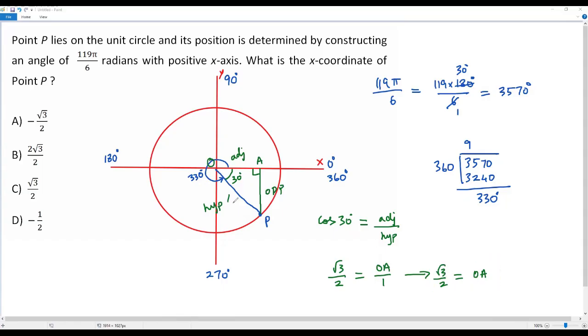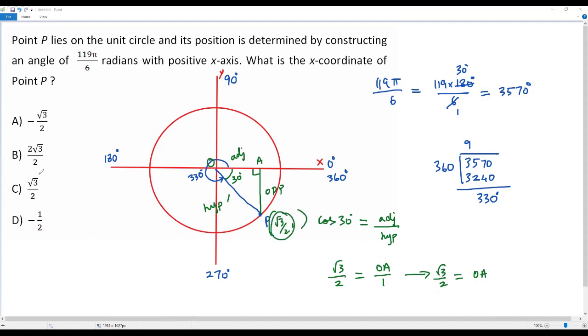And one more important thing we have to notice: will the x-coordinate be positive or negative? Clearly the point P is on the positive side of the x-axis, because on the left side of the y-axis only, the x-coordinate will be negative. This is the negative side of the x-axis. Here we have the point P on the right side of the y-axis. So if I consider any point on the right side of the y-axis, the x-coordinate will be positive. So the length we get for OA, that is square root of 3 over 2, should be taken as the x-coordinate of the point P. Therefore the x-coordinate of the point P is square root of 3 over 2.